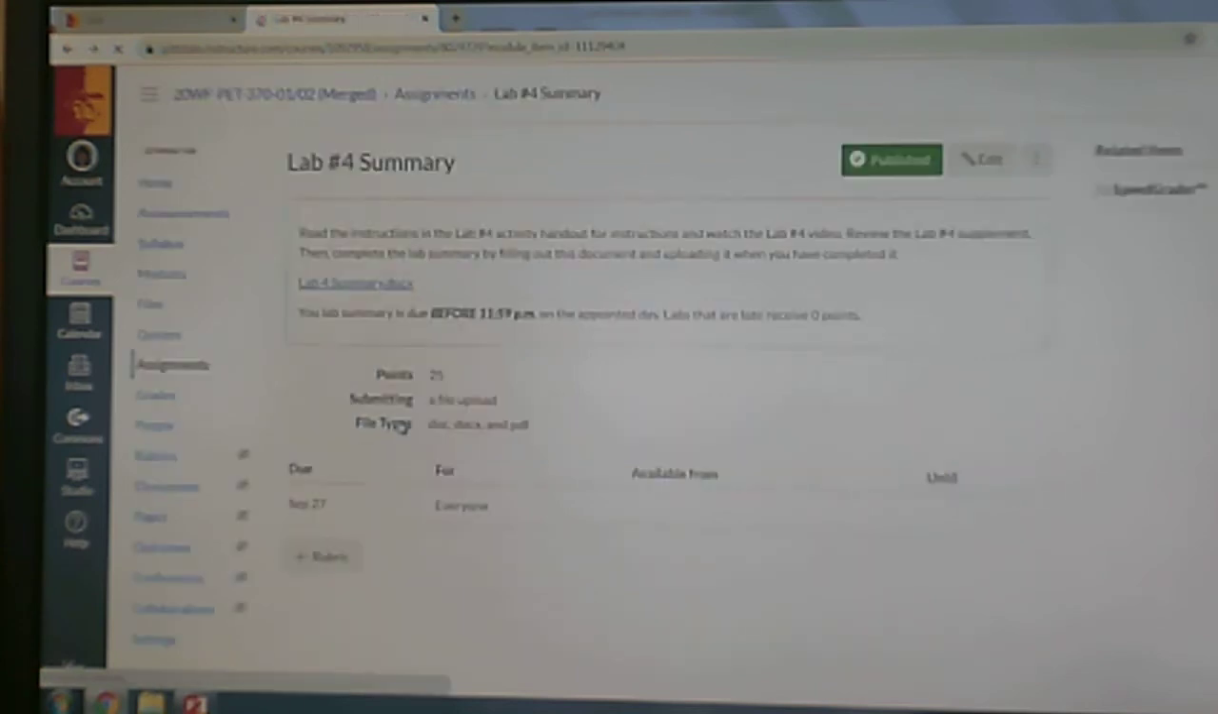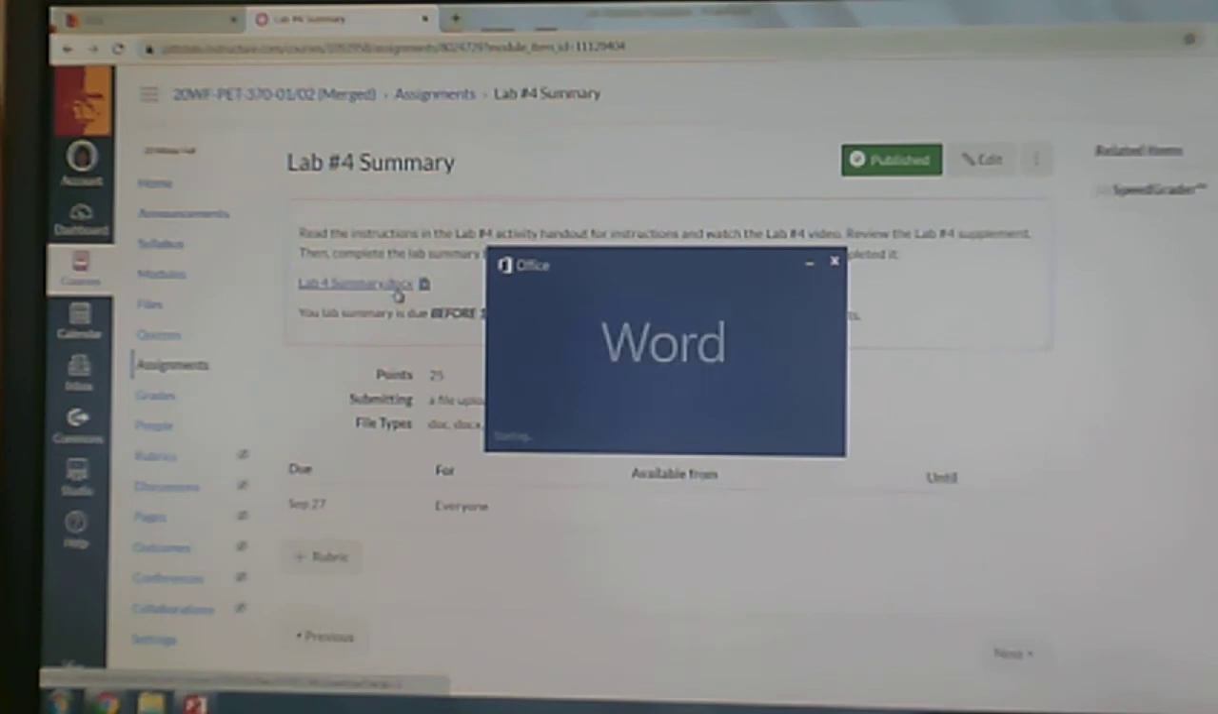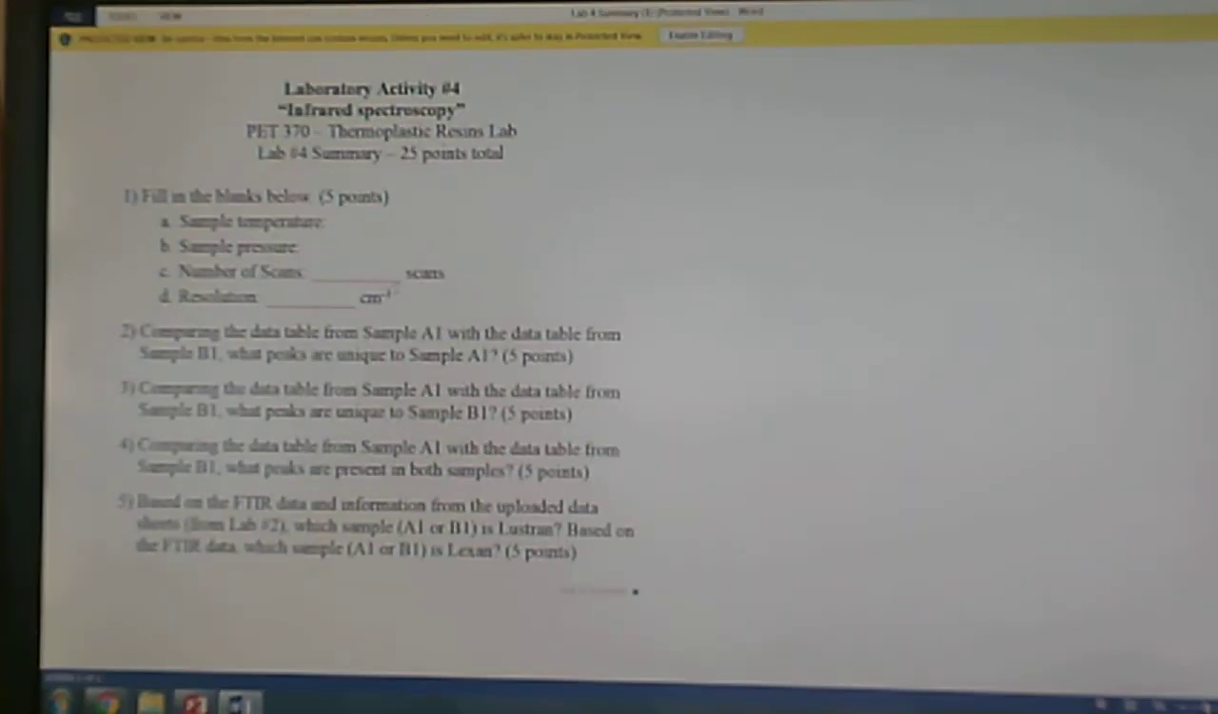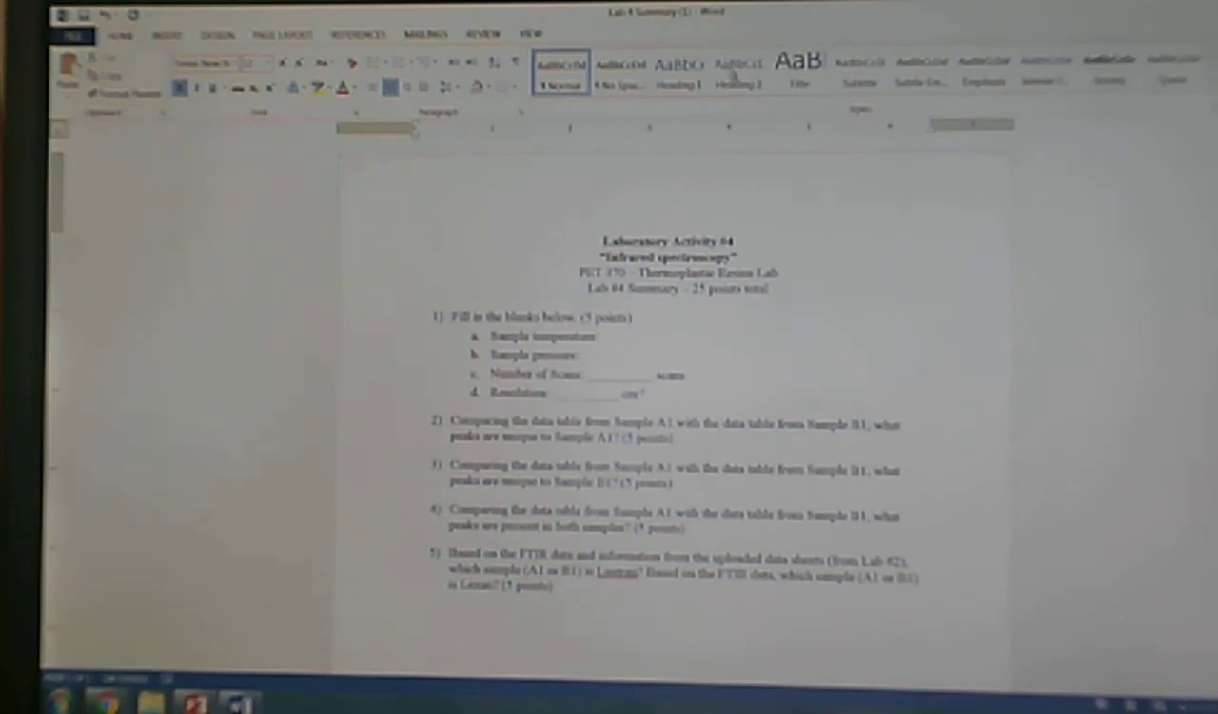And as far as what you need to answer in your lab summary, we'll pull that up. I'd like you to tell me what temperature the spectra were collected, what pressure the spectra were collected, the number of scans, and then the resolution. That's all present in the data packet.